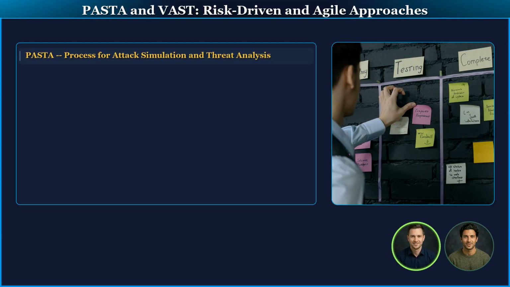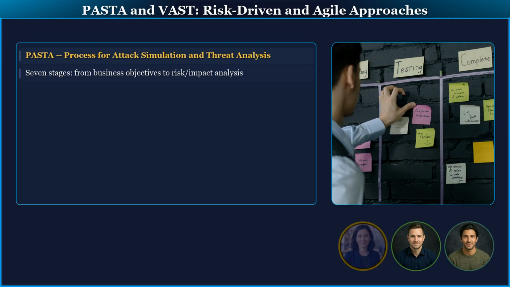PASTA is the second major methodology, and it thinks differently from STRIDE. Where STRIDE asks what category of threat exists, PASTA asks what the business actually risks. Think of it like an insurance company doing a home inspection. They are not just listing every possible hazard. They are connecting hazards to real financial exposure.